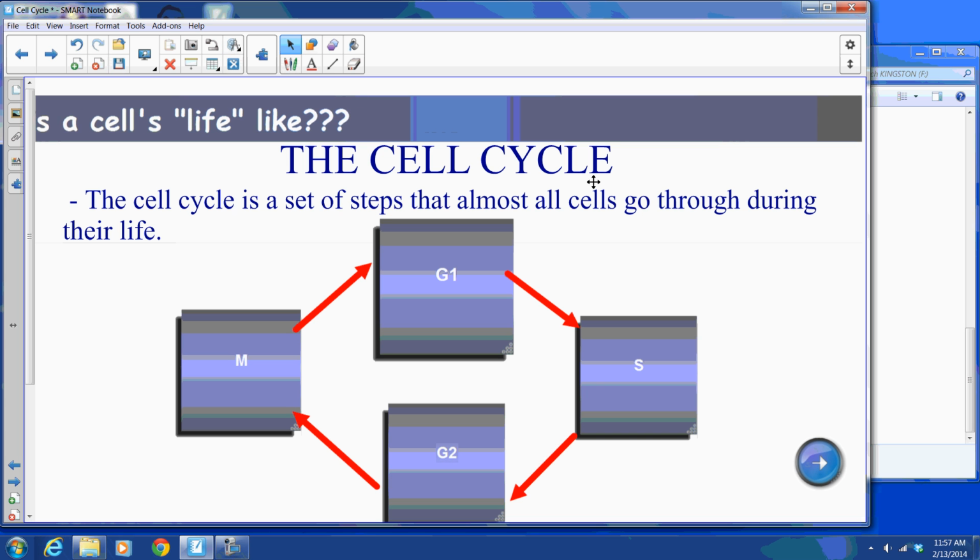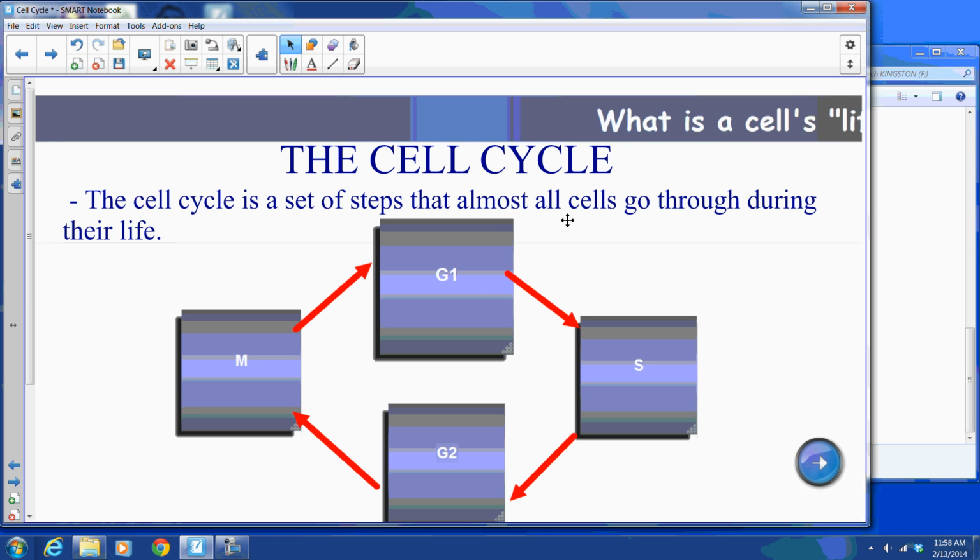And one of those things was to grow and develop, to go through a life cycle. And so as the basic units of living things, cells themselves go through a life cycle. And again, we call that the cell cycle. And so if we look at the cell cycle, what we're talking about is the stages that almost all cells go through during their life, during the time from when they're formed until when they divide into new cells. And that cell cycle has four basic stages.